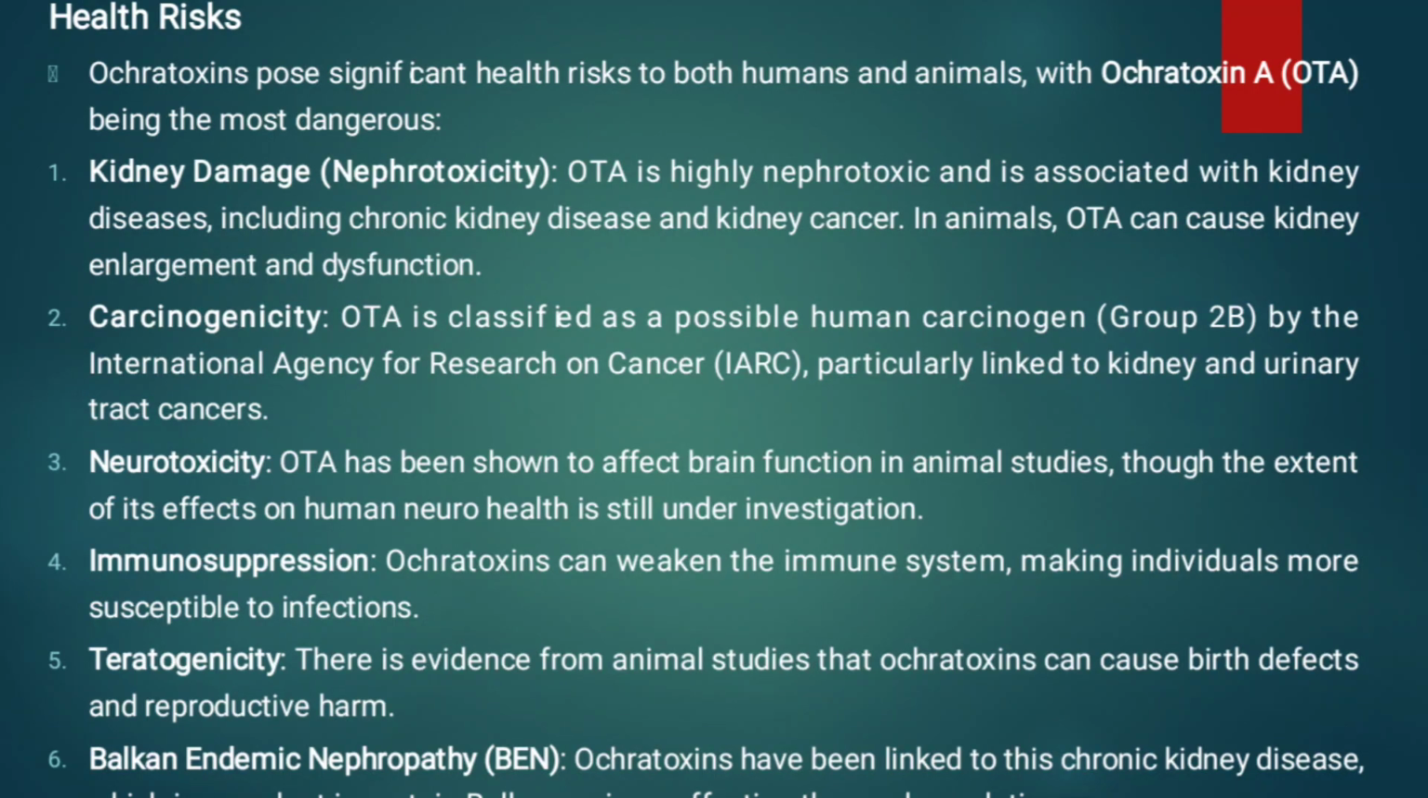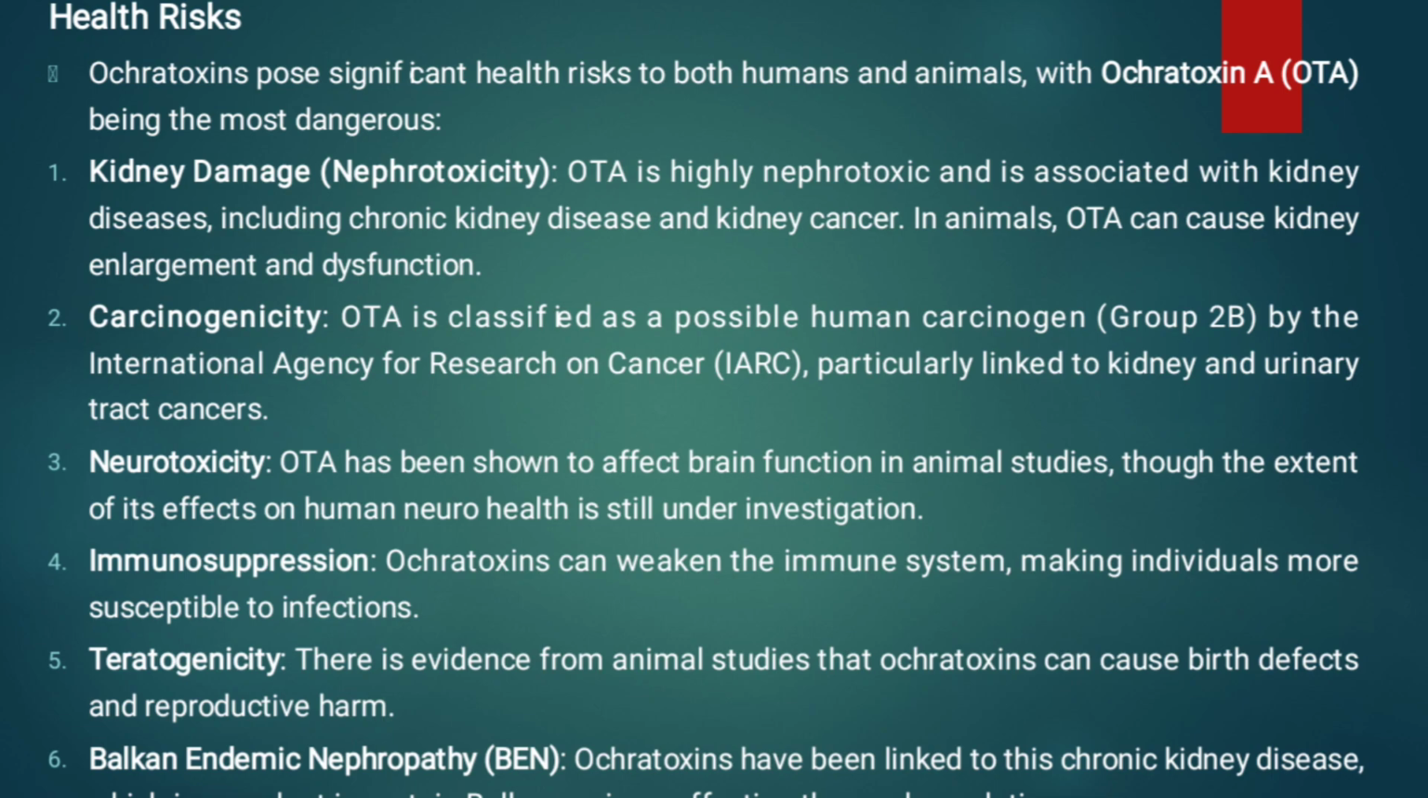Ochratoxin A is highly nephrotoxic and is associated with kidney diseases including chronic kidney disease and kidney cancer. In animals, ochratoxin A can cause kidney enlargement and dysfunction. Next thing is carcinogenicity. It is classified as a possible human carcinogen, group 2B, by the International Agency for Research on Cancer, particularly linked to kidney and urinary tract cancers.